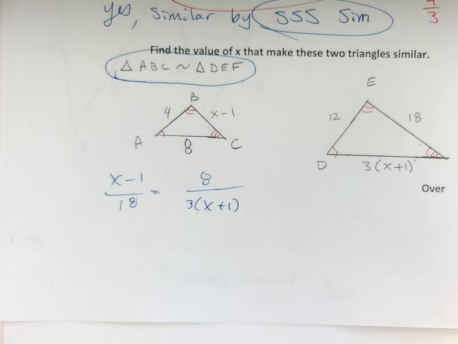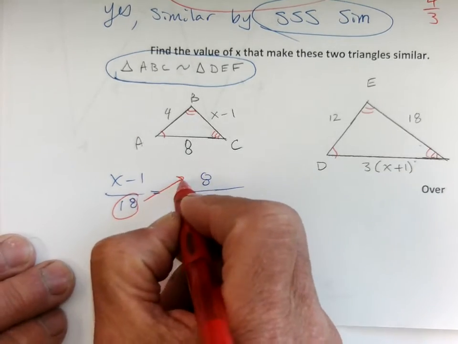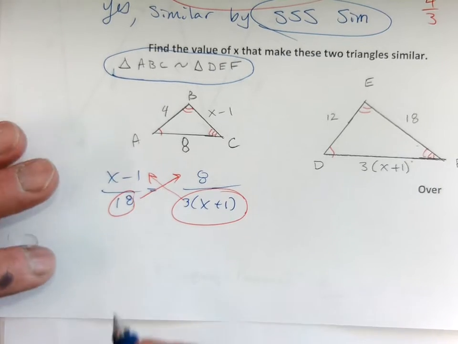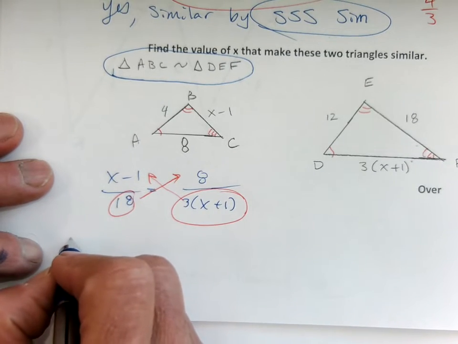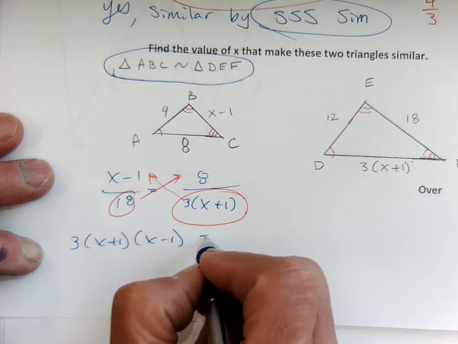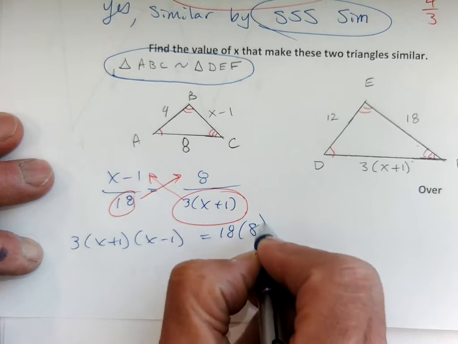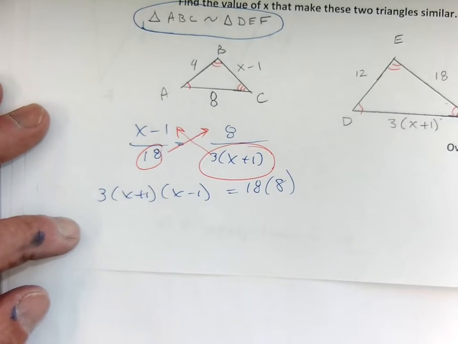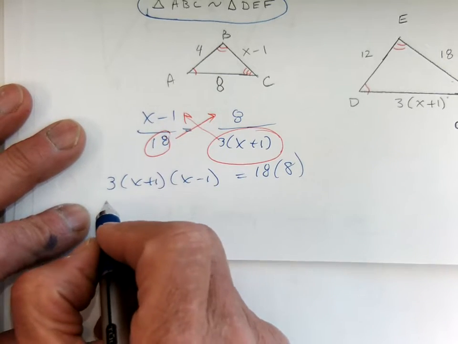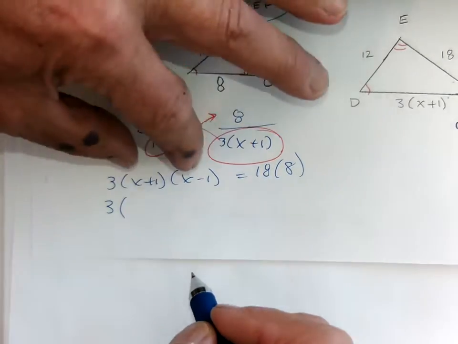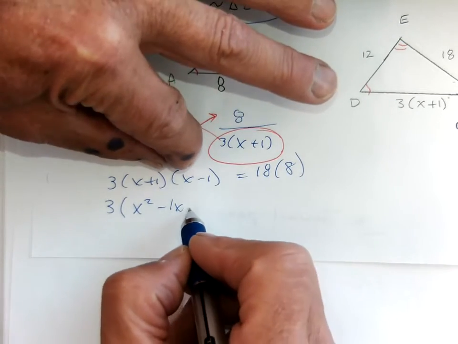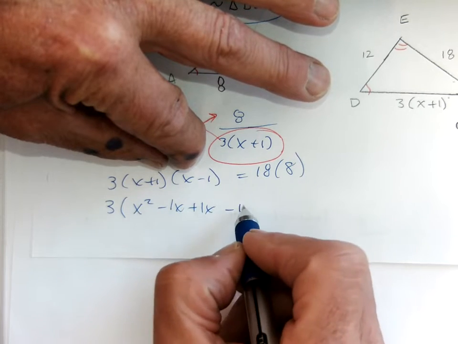Okay, so now I'm going to cross multiply. That times that equals that times that. So I'm going to have a 3 times an x plus 1 times an x minus 1 equals 18 times 8. Oh, I'm going to have to do some good hard math. I like this. So I'm going to have a 3 times, you ready? x squared minus 1x plus 1x minus 1.